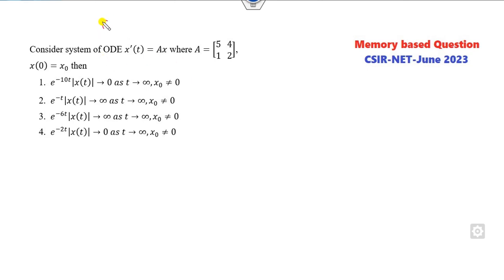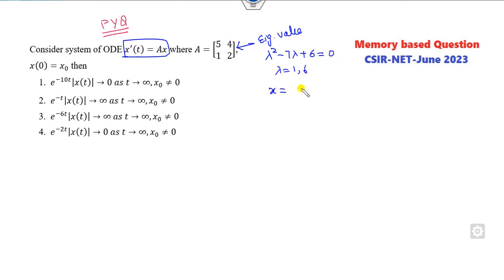Oh, that's a very simple question. Same question I have explained to you in my PYQs of differential equations. Whenever there is a system of equations, how can you solve that? Find the eigenvalues of this. So this is the eigenvalue equation. The eigenvalues are 1, 6. So the solution will be C1 e raised to power t plus C2 e raised to power 6t.